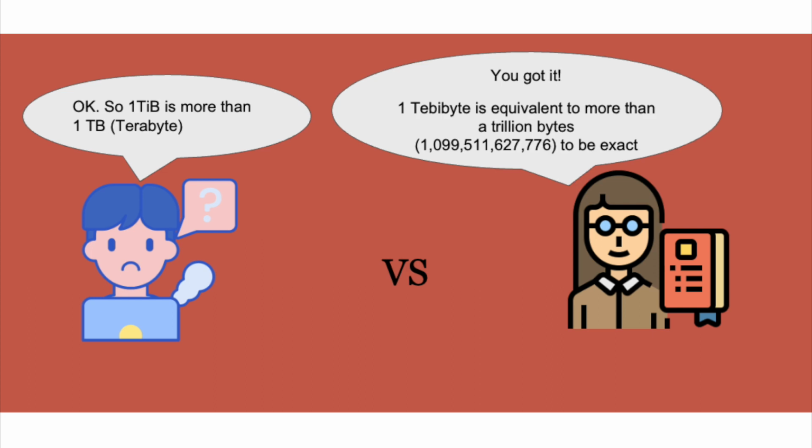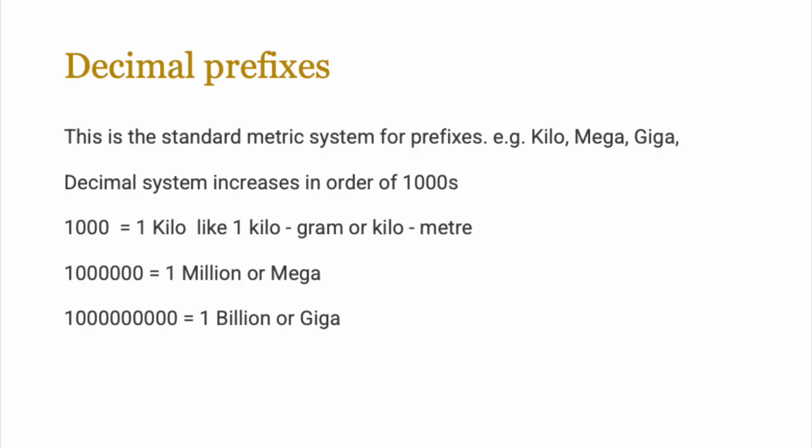So the layman goes, okay, so 1 TiB, 1 tebibyte, is more than 1 terabyte. And the IGCSE student goes, well, you got it. 1 tebibyte is the equivalent to more than a trillion bytes: 1,099,511,627,776 to be exact. So approximately 99 billion extra bytes are given to you in 1 tebibyte, or terabinary byte equivalent, rather than a terabyte. Okay, apart from that little skit, why do we use decimal prefixes?